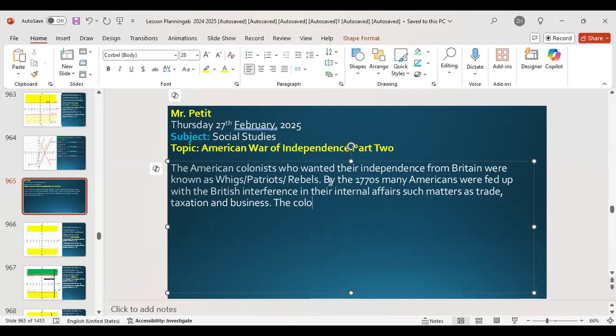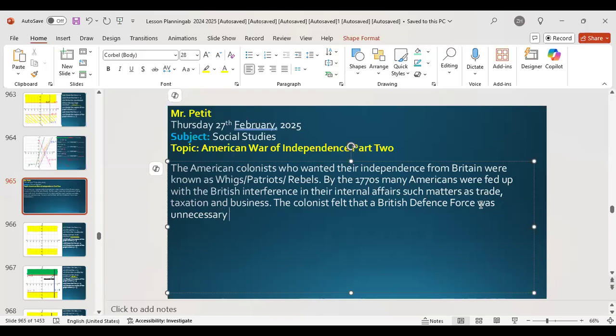The colonists felt that a British defense force was unnecessary. So they didn't feel like they needed the British help anymore because they were getting so big, right?